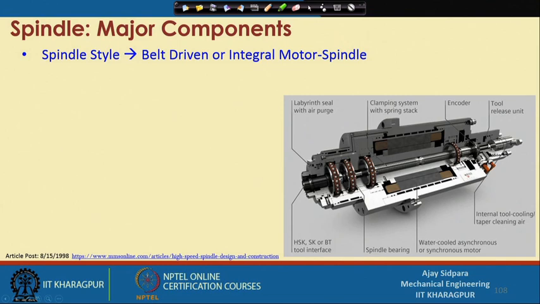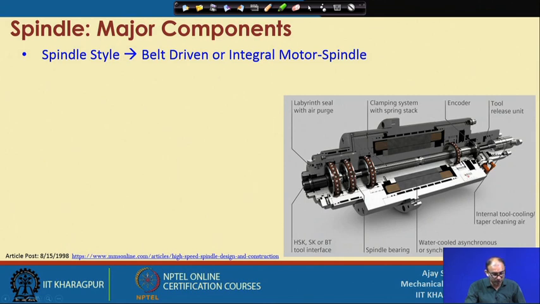Tool release unit. This is where our tool is attached at this particular location. The interface is HSK, SK or BT or ISO kind of thing, and when you are pushing this part, this particular jaw will be open a little bit and then you can remove the part, and once you are retracting it, then again the jaw will be clamped and it will grip that particular tool. So, you can get those things done very easily.